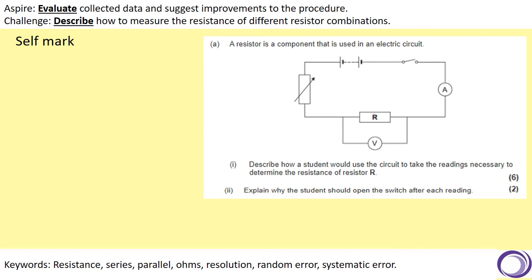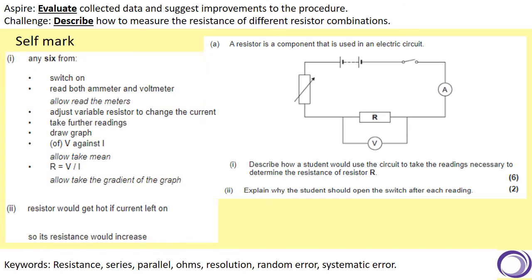Right, I'd like you to self-mark now, and then you'll end up with a mark out of 8. I'm just going to pop the mark scheme up and then I'll talk you through it. They're just looking for any 6 points here. I look at the circuit and think, what do we need to do to get this working? Well, you need to put the switch on, so you get a mark for saying the switch is on. You get a mark for saying that you're going to read the voltmeter and the ammeter, or just for saying I'm going to read the meters. That's 1 mark.